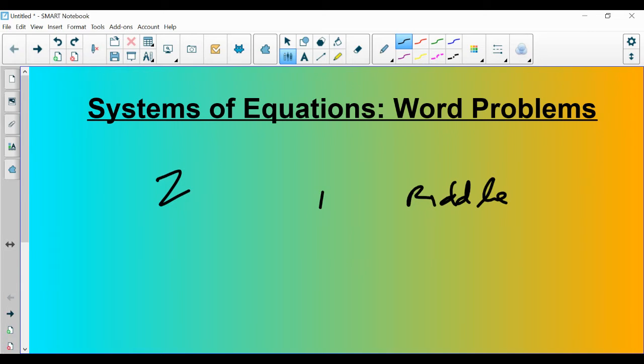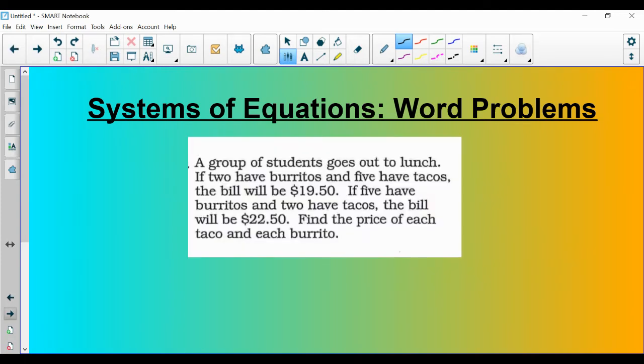I do have a worksheet on Schoology that has both. They're mixed up. There are some riddle type questions and some of what I call the situational type questions. These are two questions taken from that worksheet. First one, a group of students go out to lunch. If two of the students have burritos and 5 of them have tacos, the bill will be $19.50.